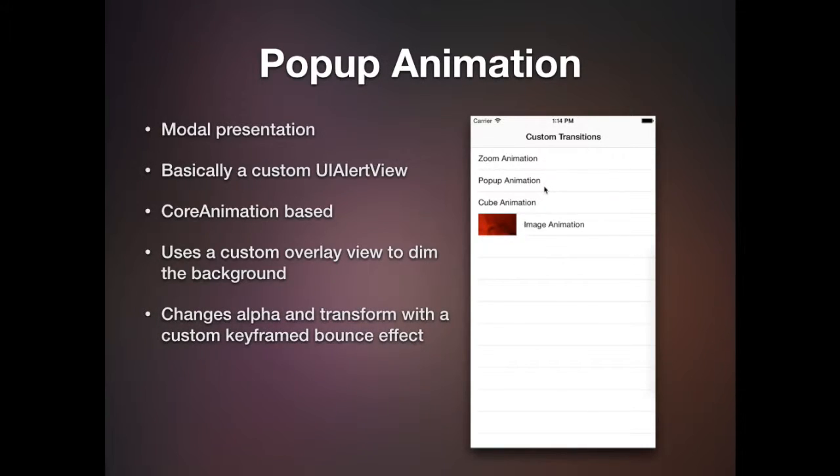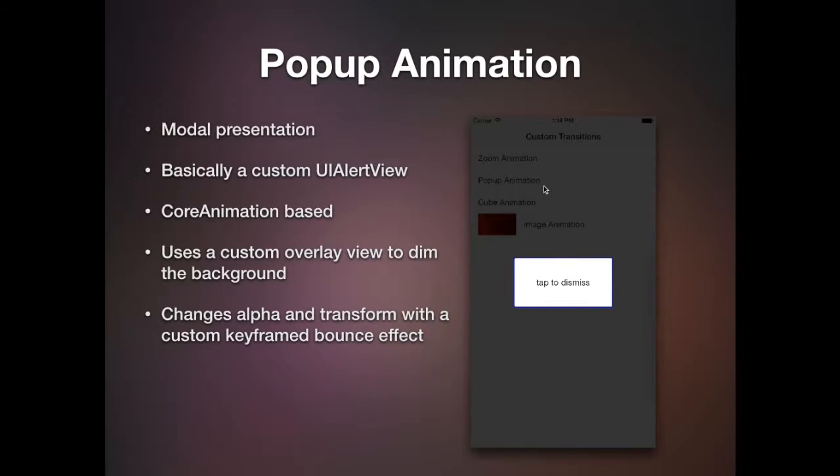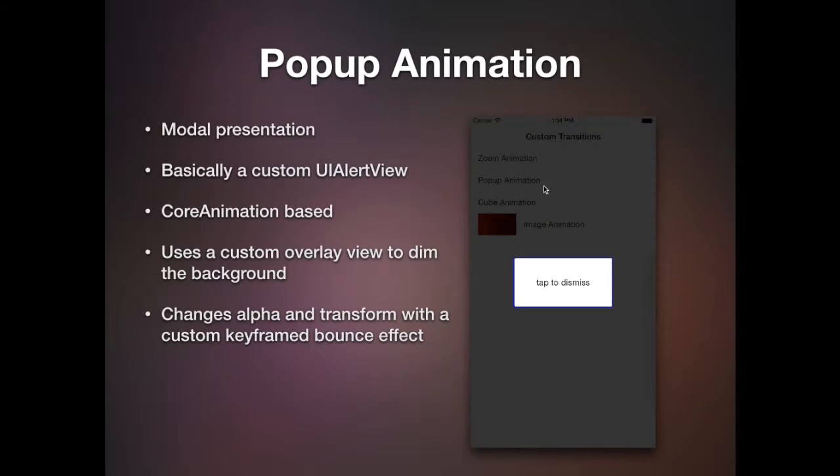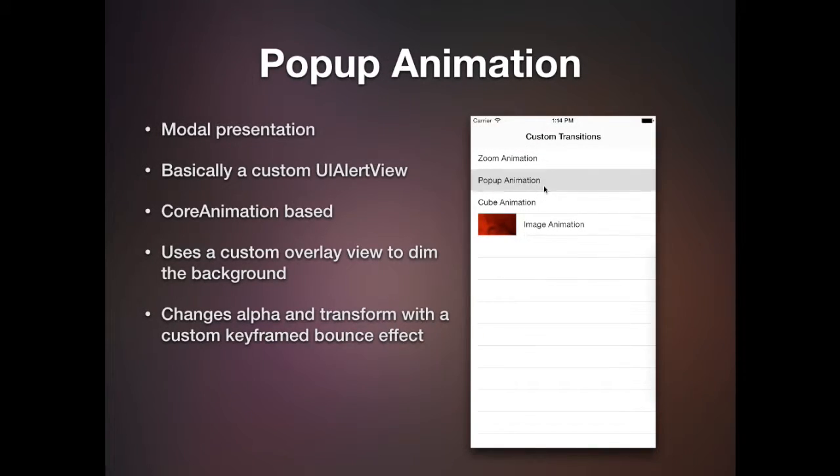So in order to do this pop-up, we're going to be changing alpha, we're going to be doing a transform effect, and we're going to be using keyframe-based animation to move through all of our different states. As a quick visual of what we're going to be doing, we're going to have this gummy-looking pop-up come into the screen. It's going to have a nice shrinking, bouncing, stretchy sort of effect, and then disappear when it goes out.